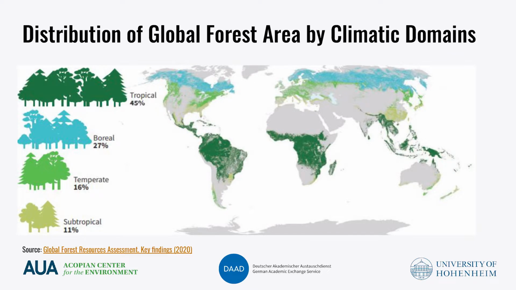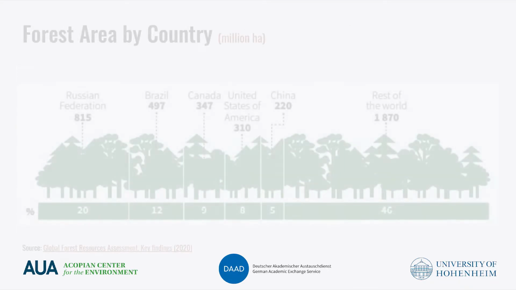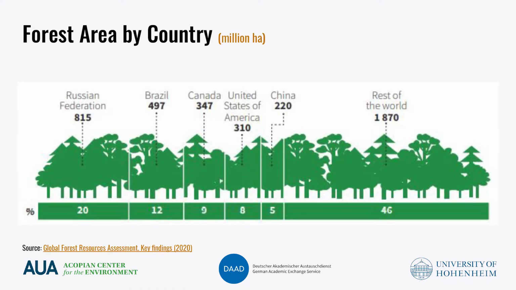Forests are not distributed equally throughout the world. 45% of the world's forests can be found in the tropical domain, 27% in the boreal domain, 16% in the temperate domain and 11% in the subtropical domain. 5 countries house more than half, 54%, of the world's forests. They're the Russian Federation, Brazil, Canada, the United States of America, and China.